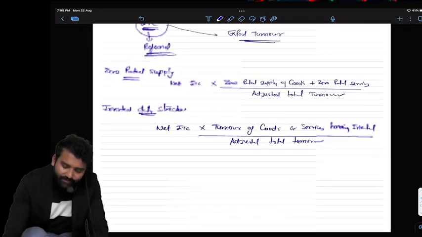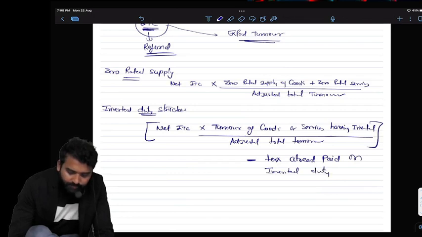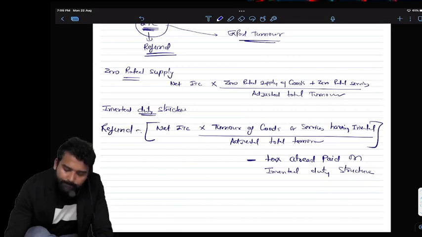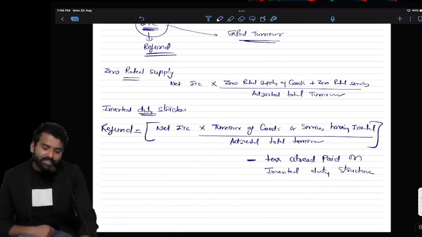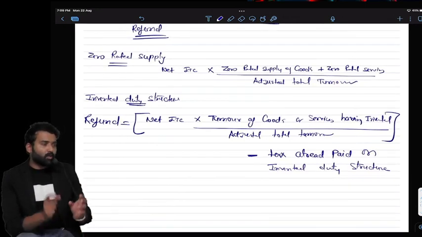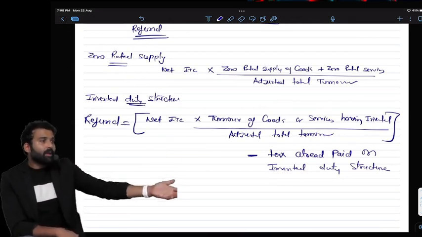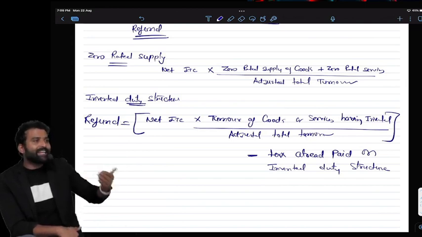But out of that, I have to minus the tax already paid on inverted duty structure, because that is the amount of unutilized ITC. That will give me the amount of refund. So what is the formula for inverted duty structure? Net ITC into the turnover divided by adjusted total turnover. This will give you the total ITC which belongs to inverted duty structure, minus the taxes paid. That is the unutilized balance of ITC I can claim for refund.